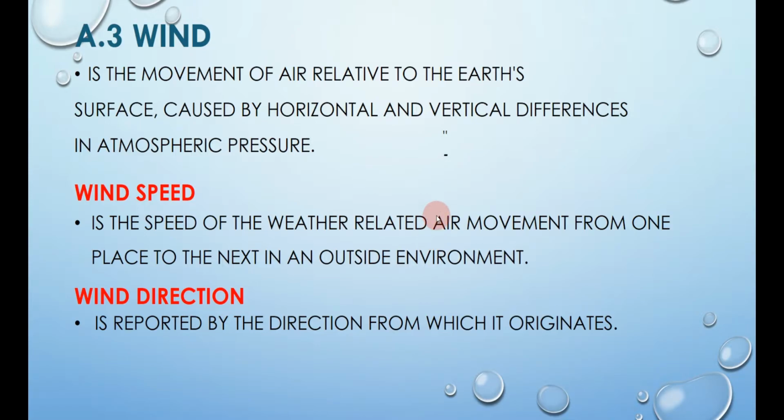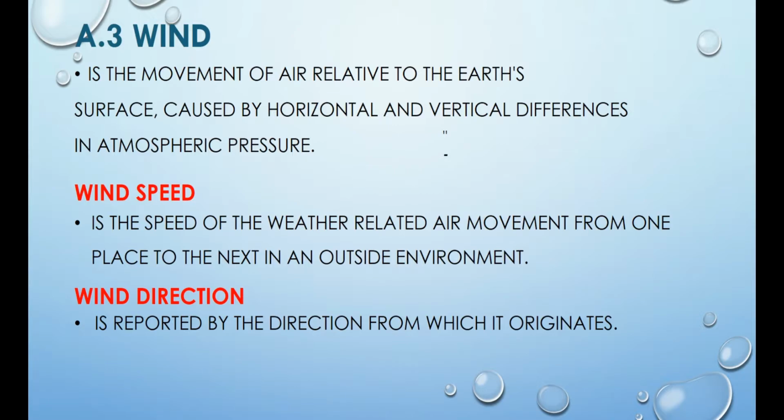Wind is the movement of air relative to the Earth's surface caused by horizontal and vertical differences in atmospheric pressure. The wind is the air that flows around pressure systems and can be measured with wind speed and wind direction. Wind speed is the speed of the weather-related air movement from one place to the next in an outside environment, and it can be measured using an anemometer.